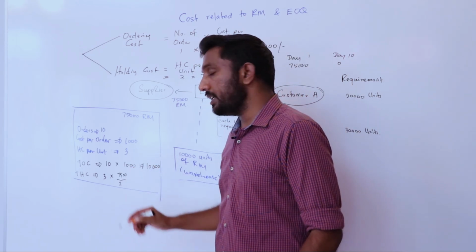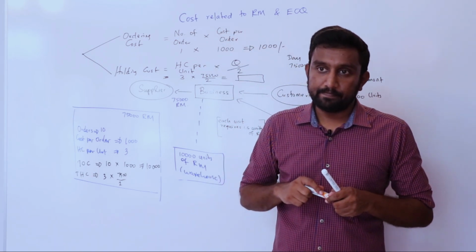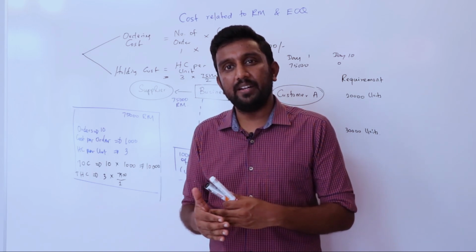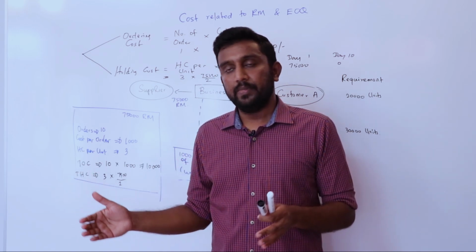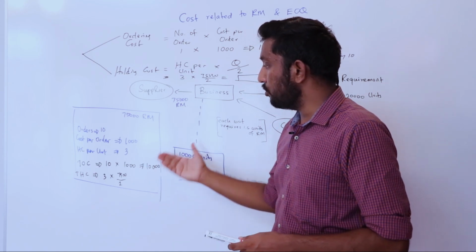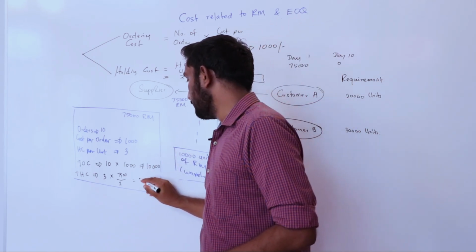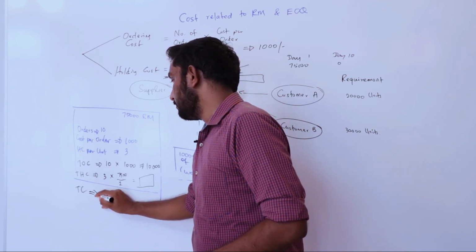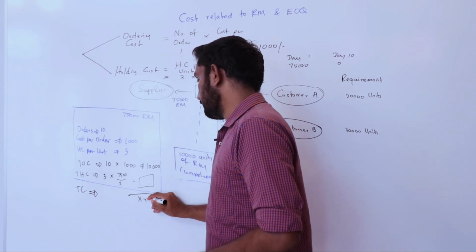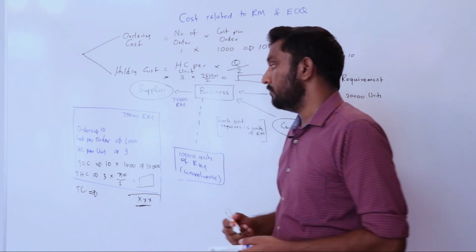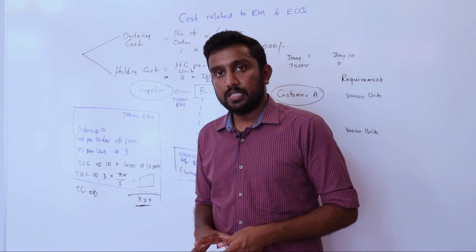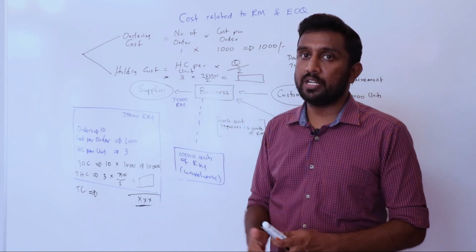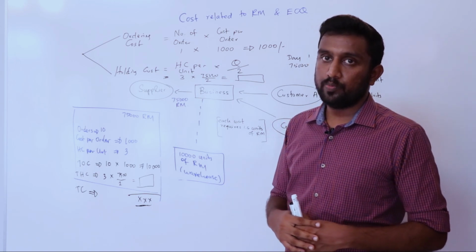Why divided by 2? Because I'm not going to have the entire 7,500 for one year, right? So 7,500 divided by 2 into 3 gives some value, and this is what we call our total cost. So this is how the business works. They have a holding cost and an ordering cost, and the holding and ordering costs have a negative relationship.